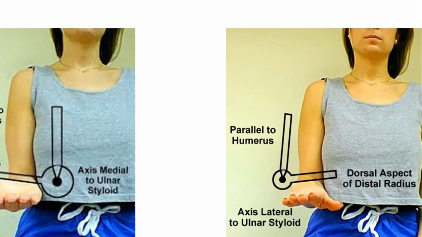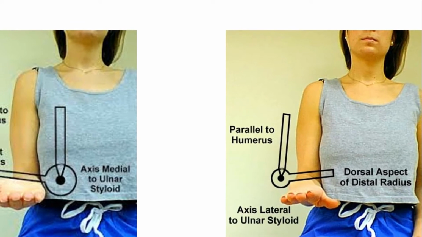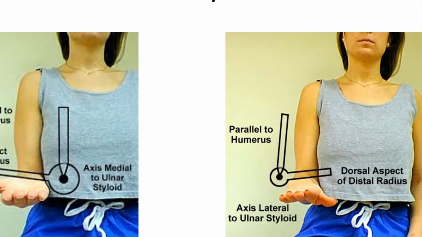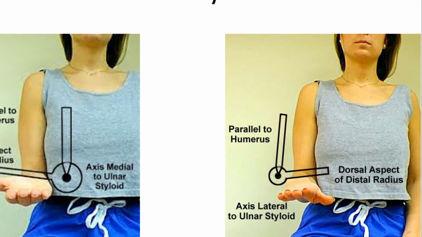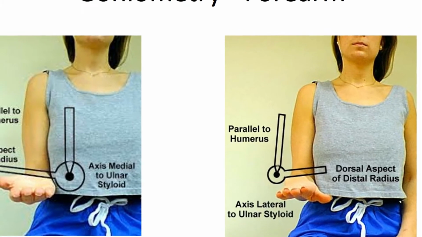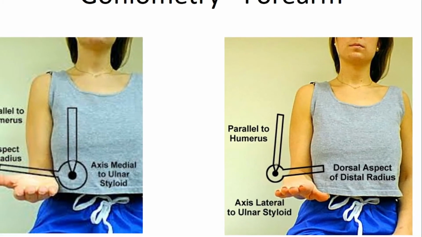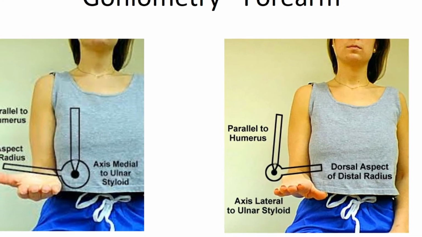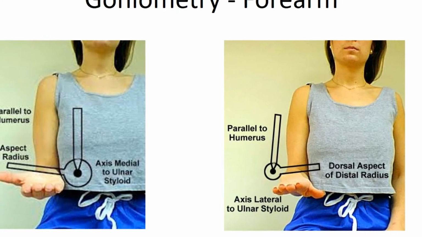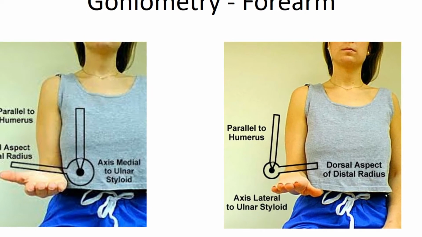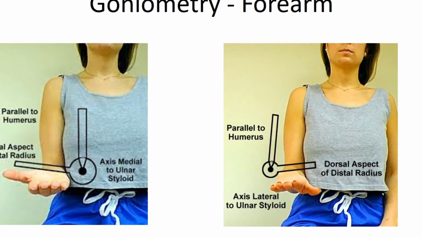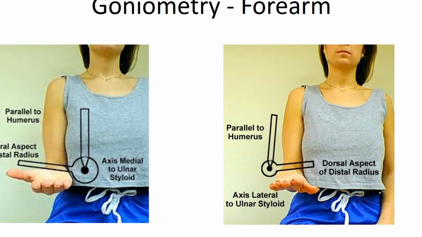Here you can get some idea about how to measure range of motion of forearm pronation and supination. Here, the goniometer alignments: central fulcrum of the goniometer lateral and proximal to the ulnar styloid process. Align the proximal arm parallel to the anterior midline of the humerus.